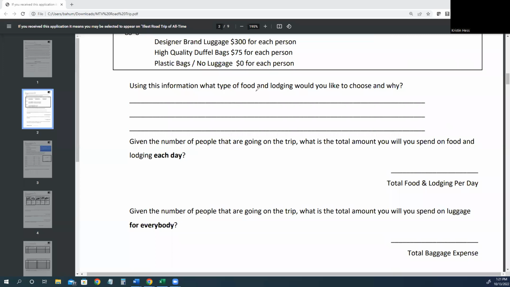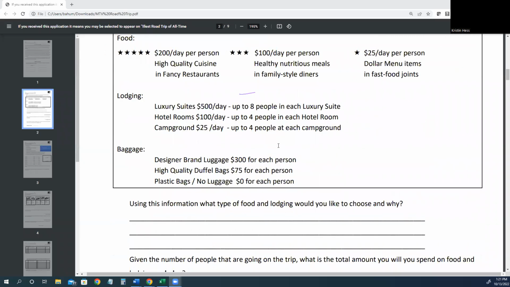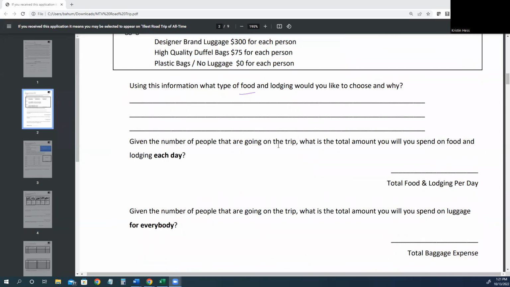So what type of food? We said that we were going to do the 200 per day. So our food is going to be 400 per day. Lodging is 500 per day. And you can give any reason you want.